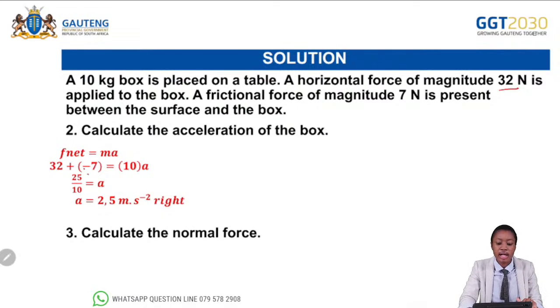Right, and then the last says calculate the normal force. We know that normal force is going to be the mass times the gravitational acceleration. You substitute that, and that will be 98 Newton. That is the normal force in this instance.